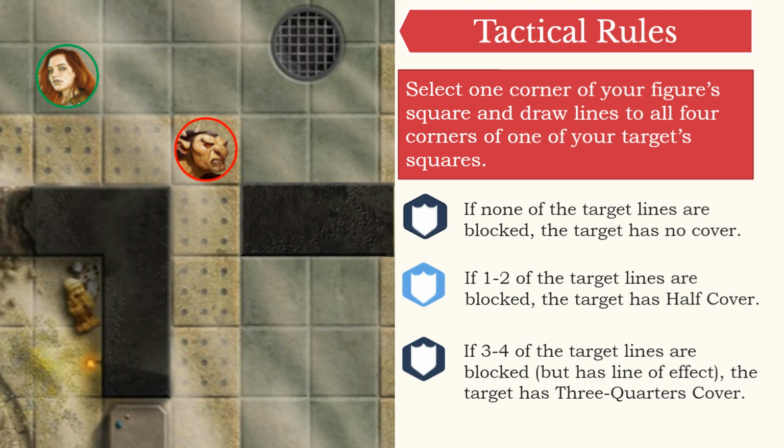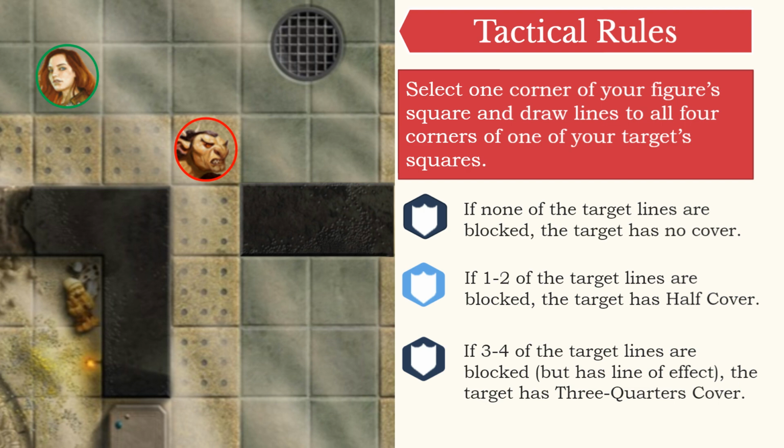When using tactical rules for combat, cover can be determined simply. You start by selecting any corner of the square that your figure occupies, and then draw targeting lines from it to all four corners of any square that your target occupies. In the case of a size large or bigger target, you can choose any of their squares that you wish.